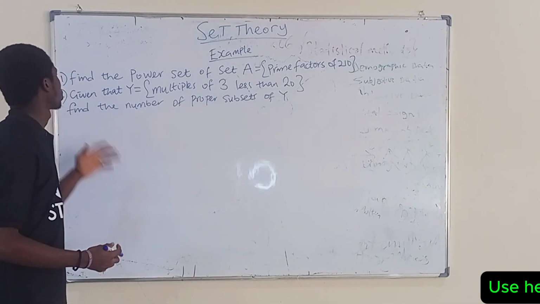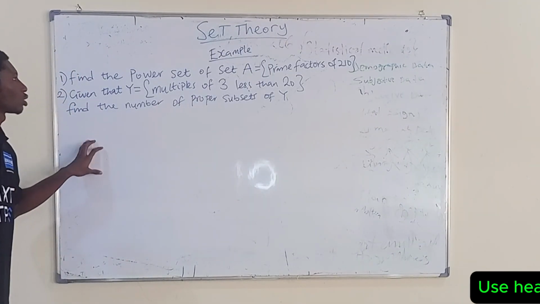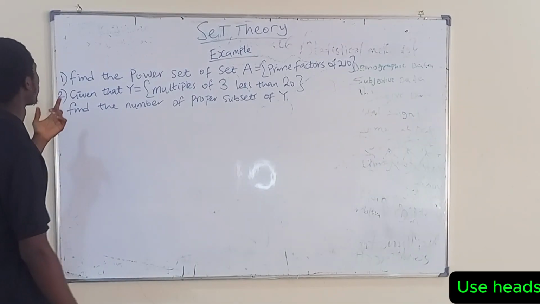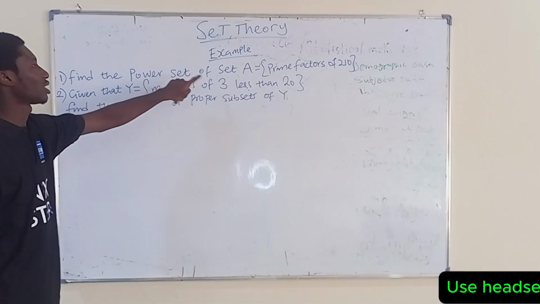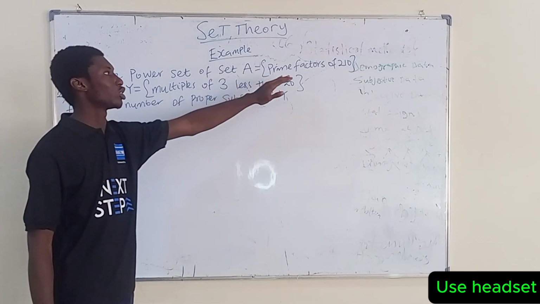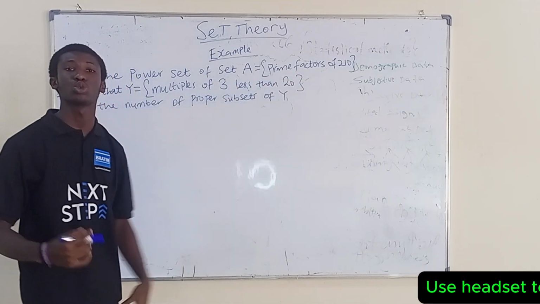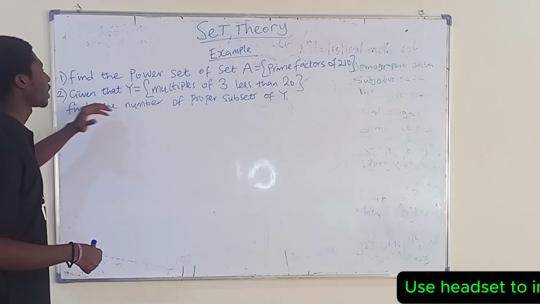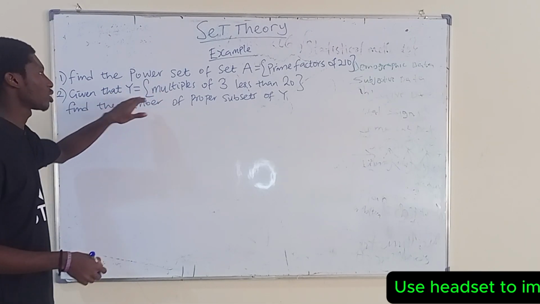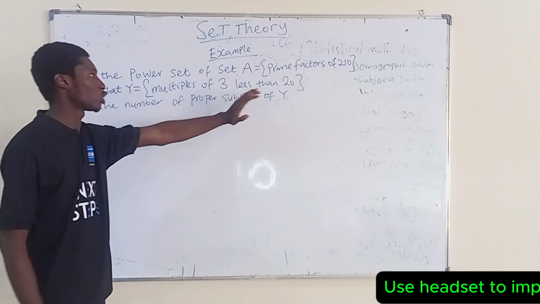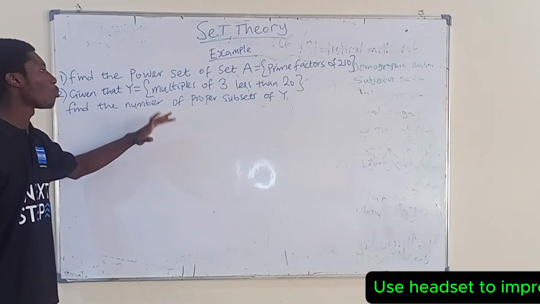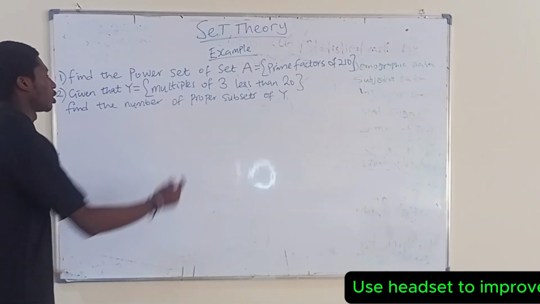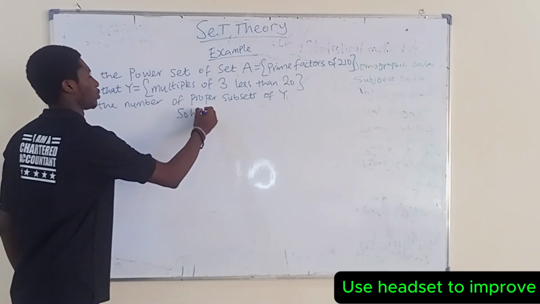We are asked these two questions, and we are supposed to find answers to them. The first one says: find the power set of set A, which is the set of prime factors of 210. That's the first question. The second one says: given that Y is the set of multiples of 3 less than 20, find the number of proper subsets of the set Y. Now let's solve the first one.